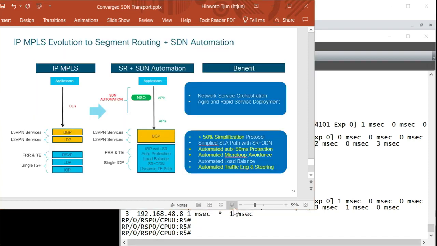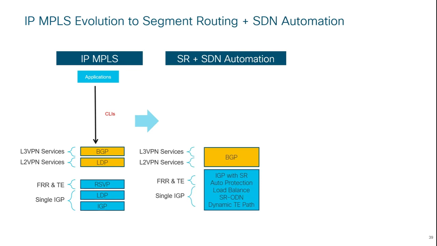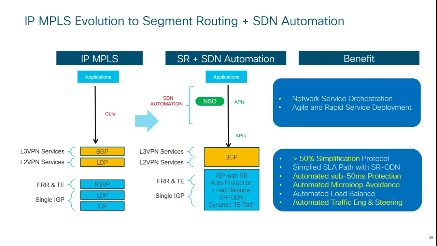Let's see the advantage here. So far, we have built the SAME routing network and applied the SAME routing traffic engineering policy, which allows us to have the benefit of simplified SLA path and then automated traffic engineering and steering.